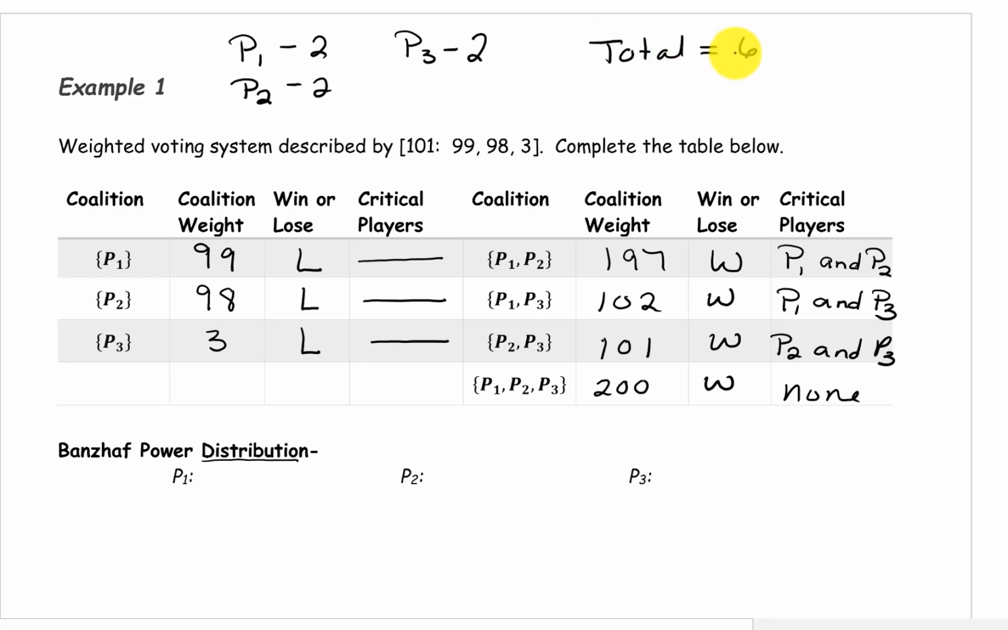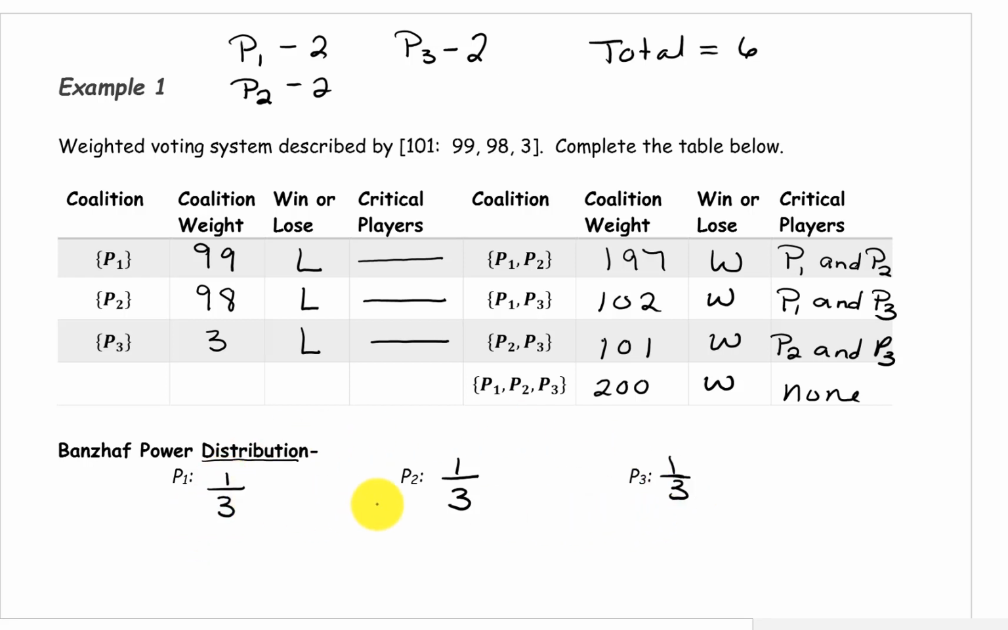And to find the index of each player, or the distribution, so the distribution again is when we refer to all 3 of them together. The index for player 1 is going to be 2 divided by 6. And that reduces down to 1/3. You always want to give this in reduced form. And also player 2 would be 1/3, and also player 3 would be 1/3. They were all critical twice. So here is our Banzhaf power distribution.